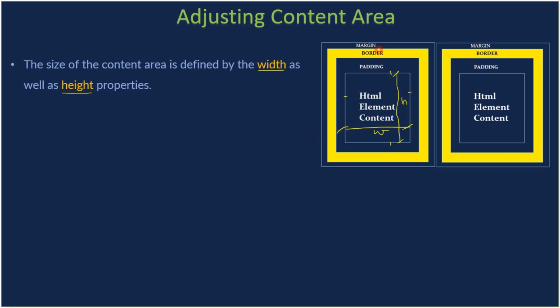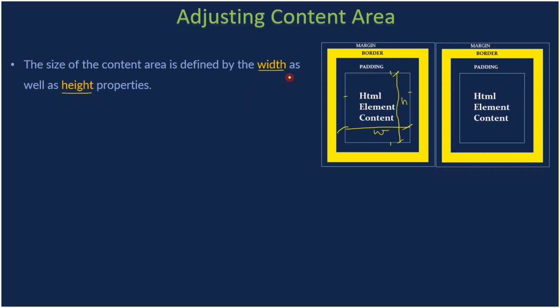To recap, margin is set by margin top, margin left, margin right, margin bottom. Border is decided by the thickness, or with the border width you can specify the pixel. We haven't yet covered border width. And padding, padding top, padding left, padding right, and padding bottom. Then content area, width and height. So these are all the parameters to define a box model, right?